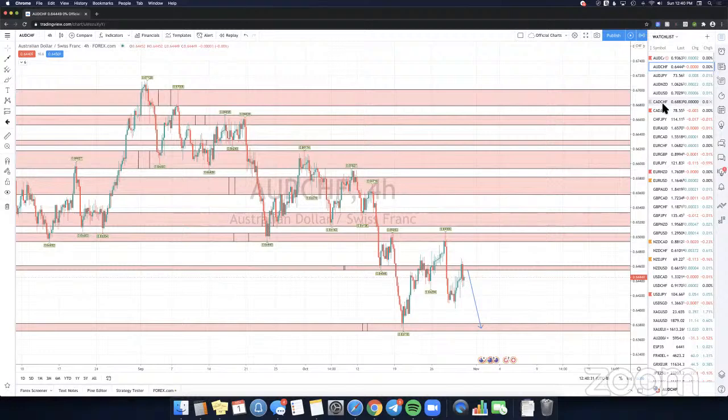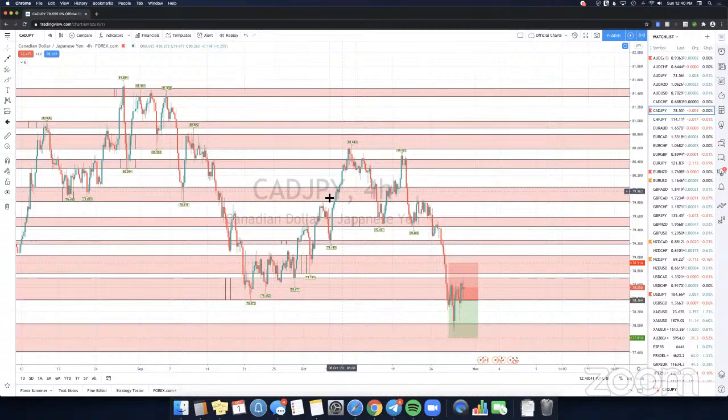So the thing is, if they're in strength and the US dollar is weak, then that can have an effect on AUD/CHF, even though this isn't a US pair. Same with CAD/JPY, it could have an effect here as well. So if the JPY gets strong because the US dollar is weak, we can see this drop. But there's a ton of different things that can happen.